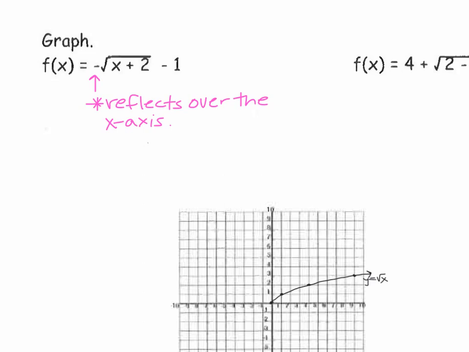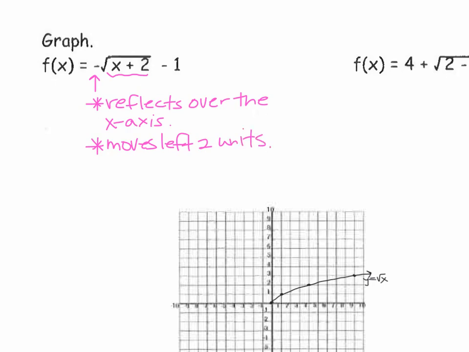And then we have a radicand of x plus 2. Notice the minus 1 is after. So we're just going to move it left or right based on that radicand rule. And if it's x plus 2, we remember to move it 2 units to the left. So it's going to move left 2 units. And we'll be able to see that on our graph when we make our table.